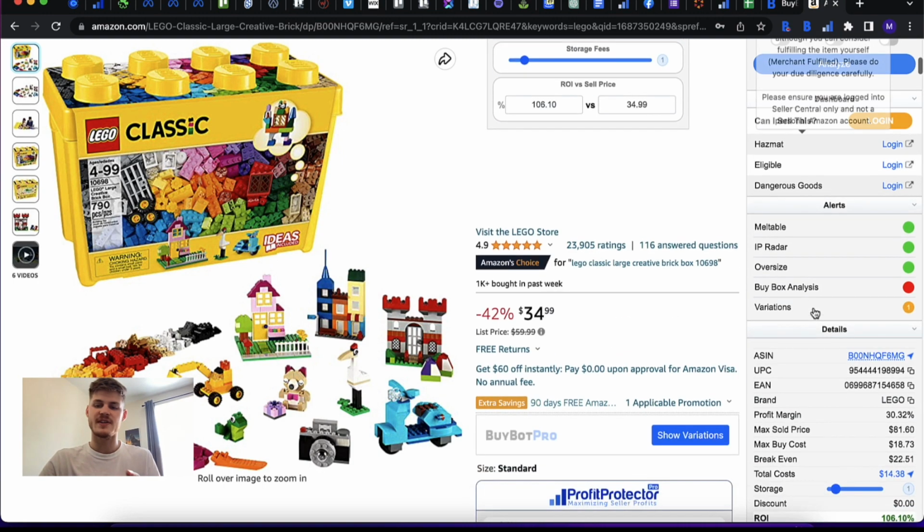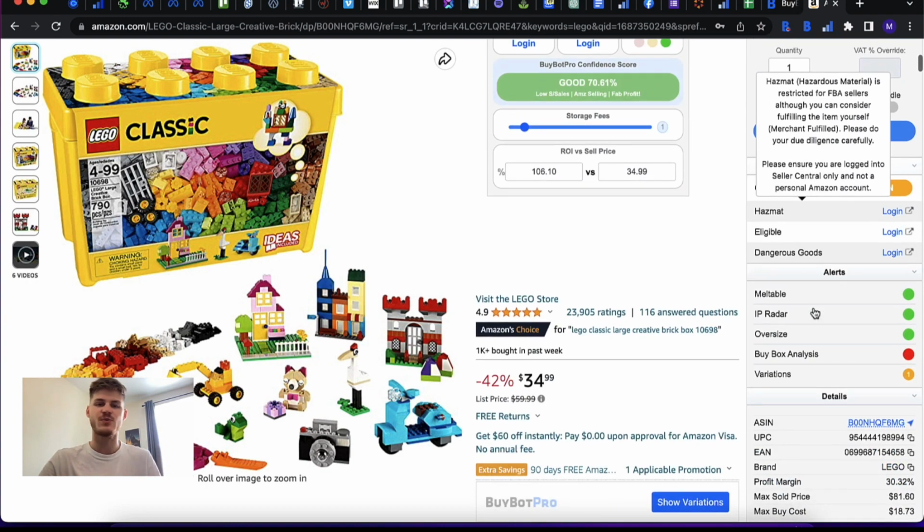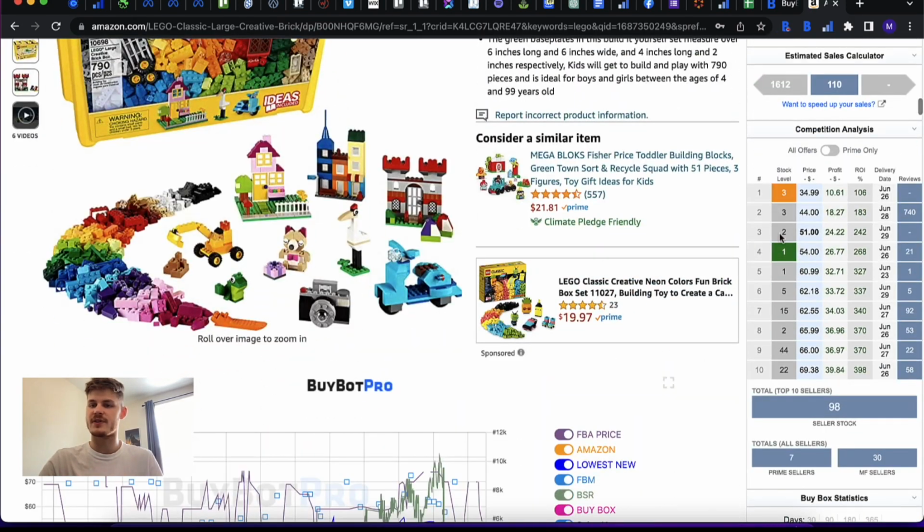There's a couple of things we need to consider. We need to consider the history of the product and the current competition to gauge what kind of pricing we might want to sell the item for. If we scroll down to the competition analysis, we can see that there are lots of sellers on this particular listing. The current buy box holder is Amazon at $34.99. The next seller up is a merchant fulfilled seller at £44 and so forth. It keeps moving up like that.